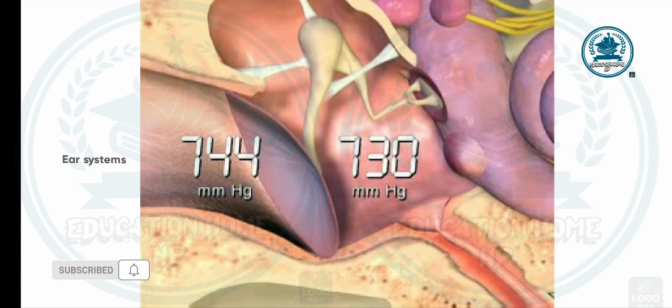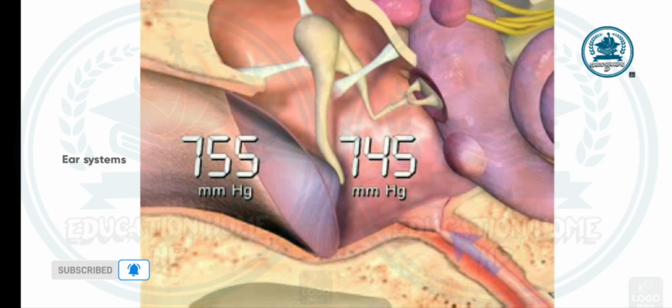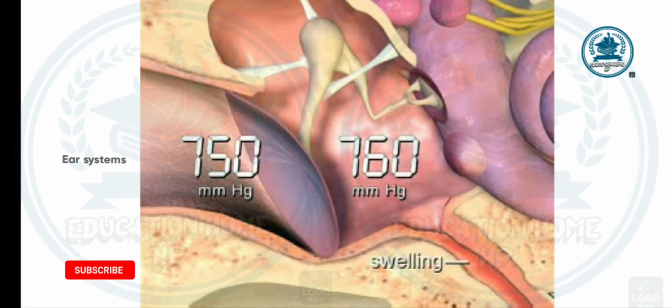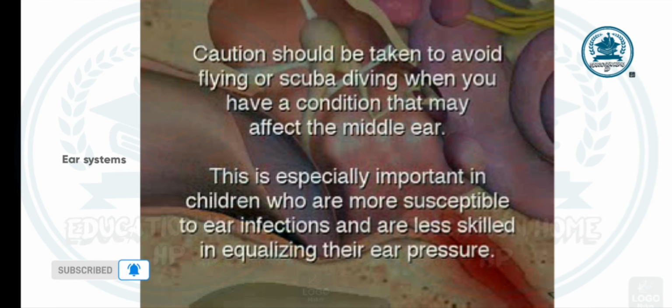For example, swallowing, chewing gum, or blowing your nose can help open the eustachian tubes if the pressure difference becomes uncomfortable. Furthermore, illnesses such as colds and ear infections can cause the membrane surrounding the eustachian tubes to swell. This may make pressure equalization more difficult, producing pain in the middle ear. Caution should be taken to avoid flying or scuba diving when you have a condition that may affect the middle ear. This is especially important in children who are more susceptible to ear infections and are less skilled in equalizing their ear pressure.